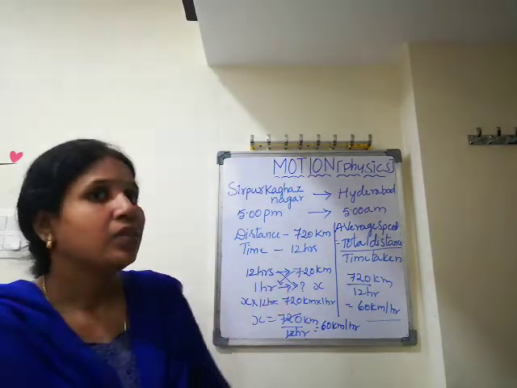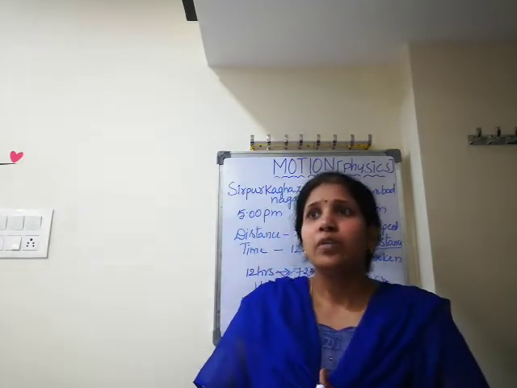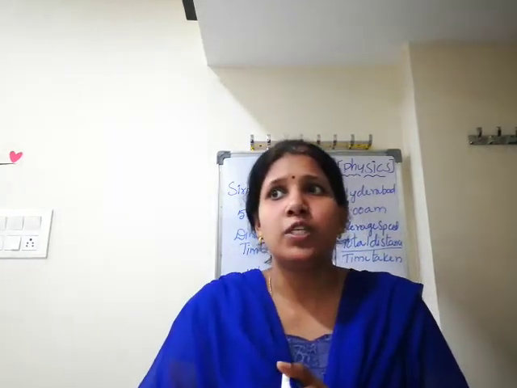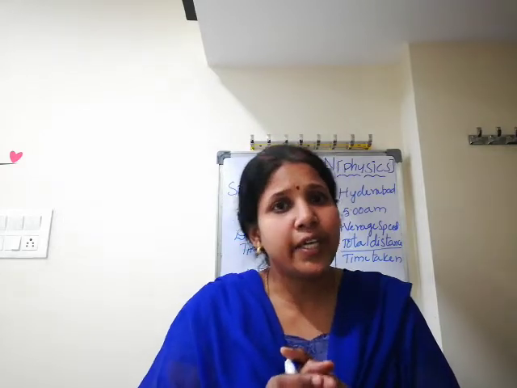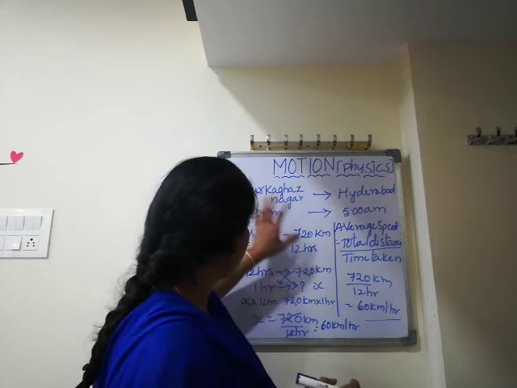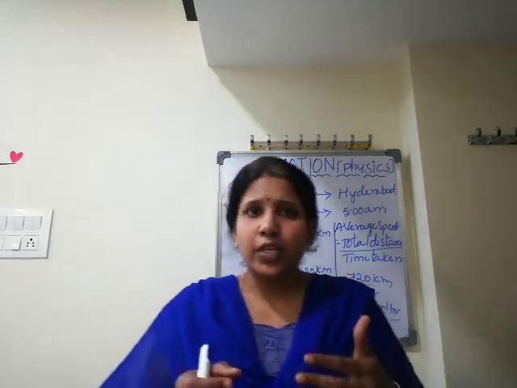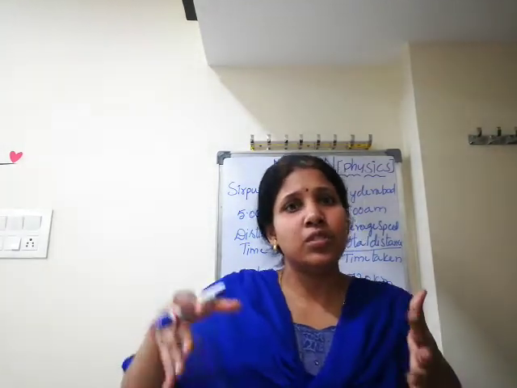Next one. Now here I want to ask you one question. Whenever an object is in motion, is there any particular direction for that object? For example, take the same example. This train covers how many kilometers? 720 kilometers. That 720 kilometers is the train moves in the same direction.